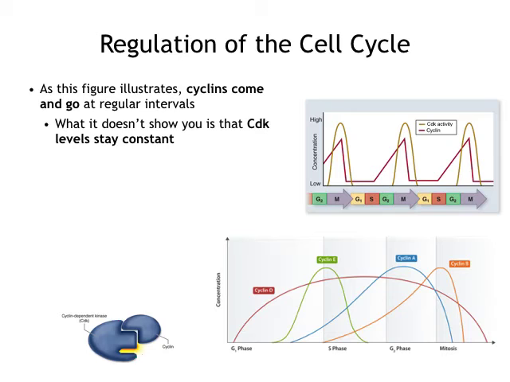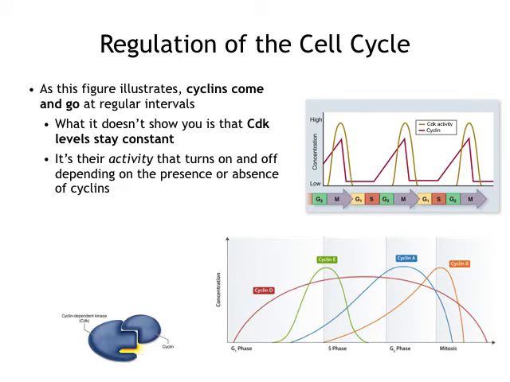What neither of these graphs show you is that CDK levels stay constant. Remember, CDKs are the cyclin-dependent kinases. These are the enzymes that you can consider the go signal for cell division. And it's their activity that turns on and off depending on the presence or absence of cyclins.